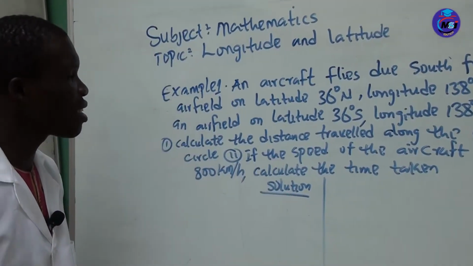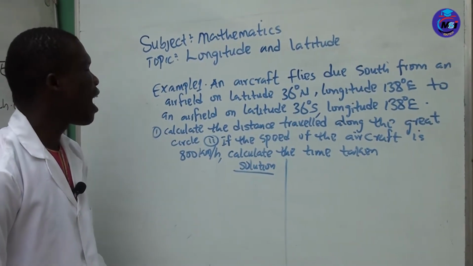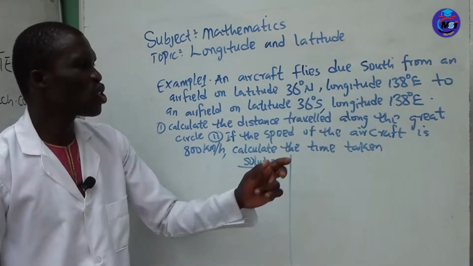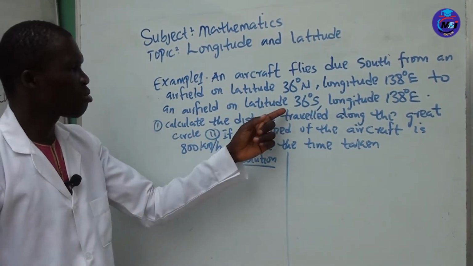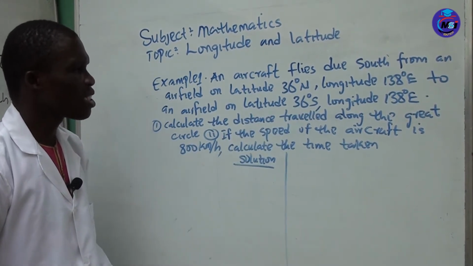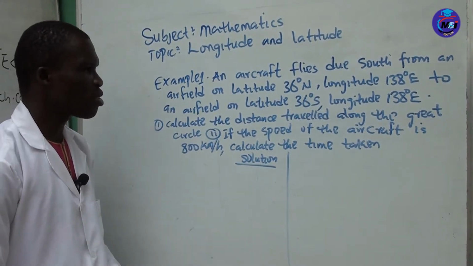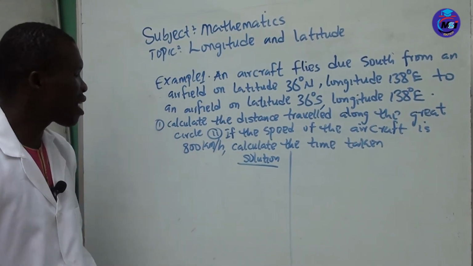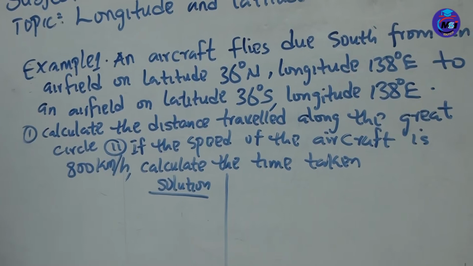Okay class, let's see this example. An aircraft flies due south from an airfield on latitude 36 degrees north, longitude 138 degrees east, to an airfield on latitude 36 degrees south and longitude 138 degrees east. Calculate the distance traveled along the great circle. If the speed of the aircraft is 800 km per hour, calculate the time taken. That's what we want to do now.